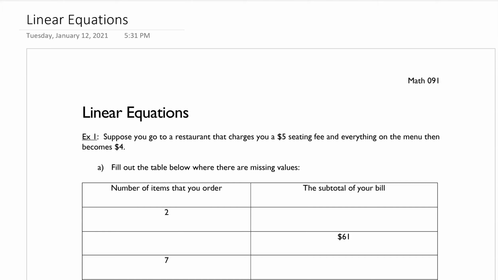Hi everyone, today we're going to be talking about linear equations. Example 1 says, suppose you go to a restaurant that charges you a $5 seating fee and everything on the menu then becomes $4. Fill out the table below where there are missing values.